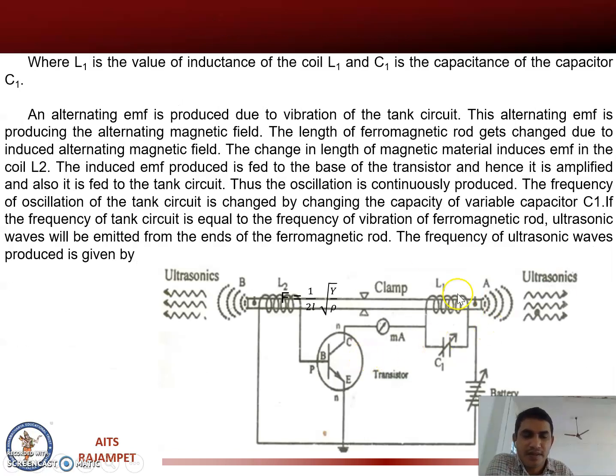Okay, this is the method. First of all, we have to generate the EMF by changing C1, then it can produce the alternating magnetic field, and due to the alternating magnetic field, the length of the rod will change. The change of this rod length then generates the alternating EMF in the L2 circuit, and this L2 circuit is connected to the base. It acts as an input for the transistor, then it is amplified. Again, this amplified EMF is connected to the L1 tank circuit.